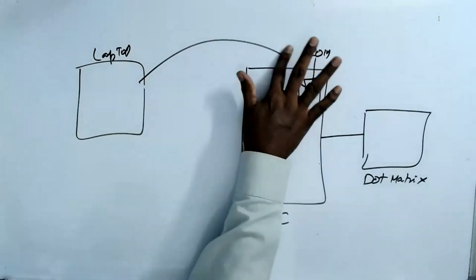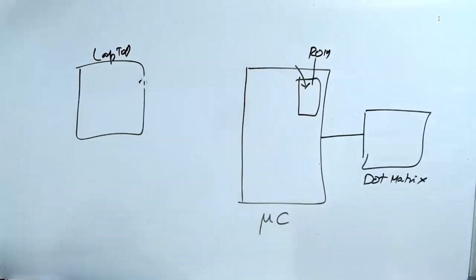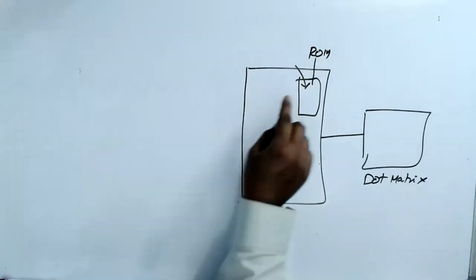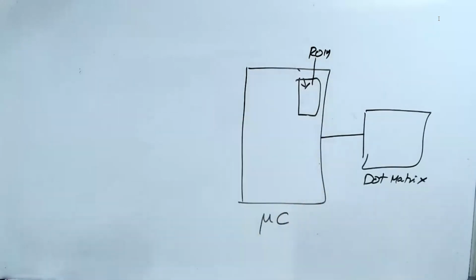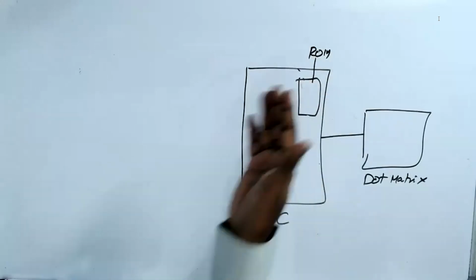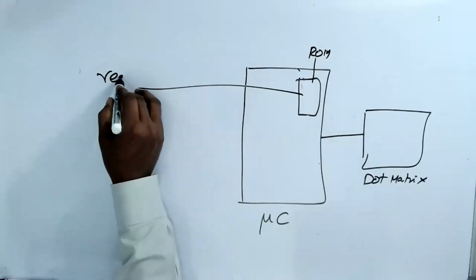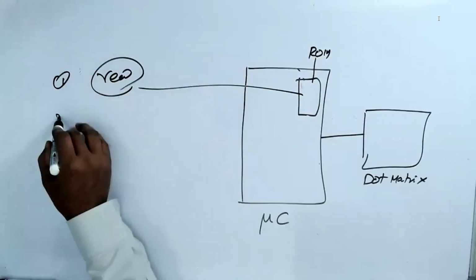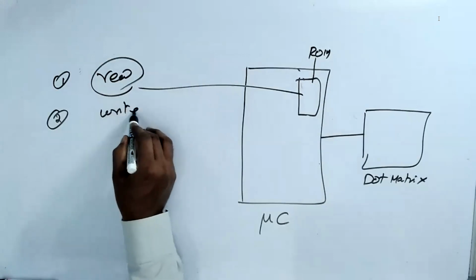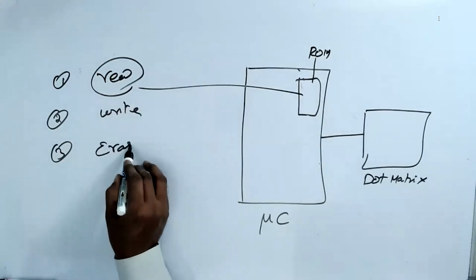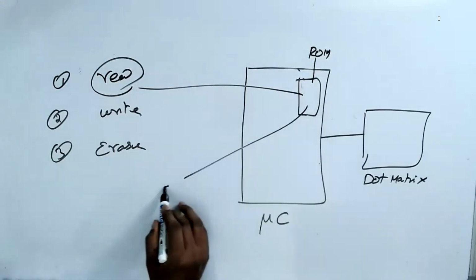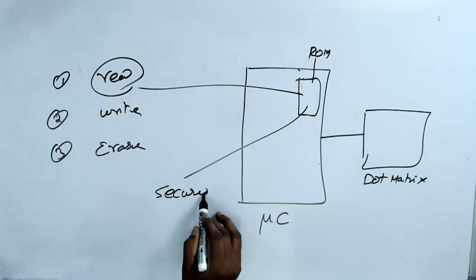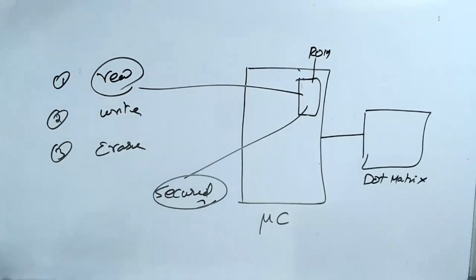Now, if you don't give access to anybody, you can make the ROM secure. That means nobody can erase or change the data. Nobody can even read what is inside. Please understand: first, nobody can read; second, nobody can write; third, nobody can erase. But the data will be there, fully secured. Understand?